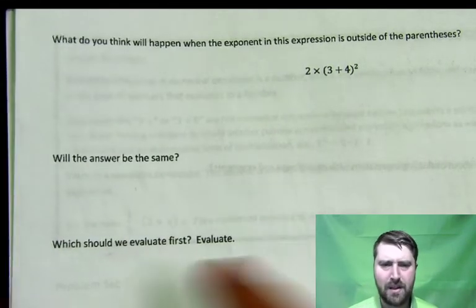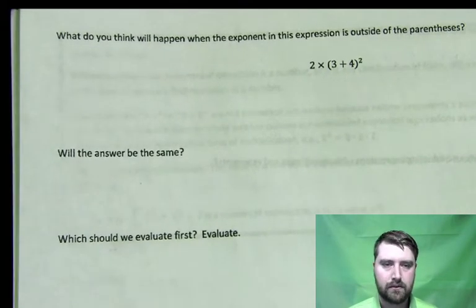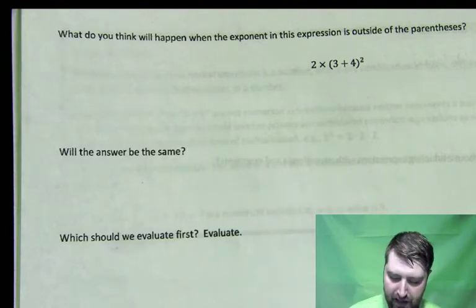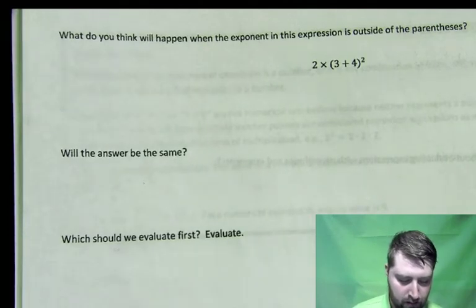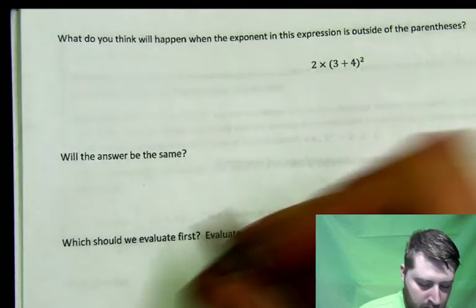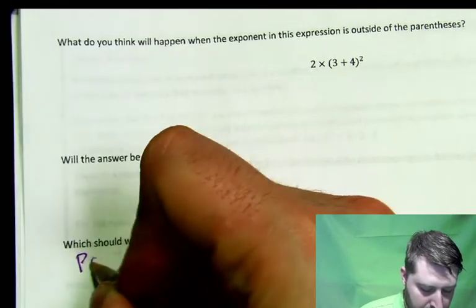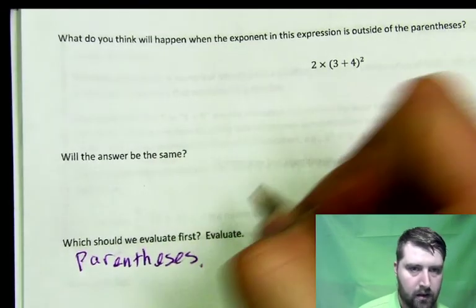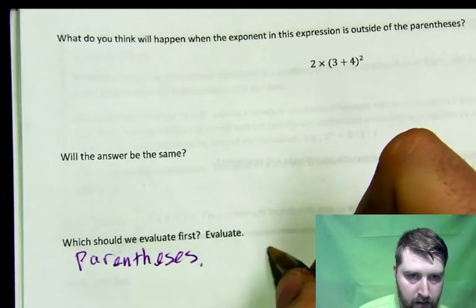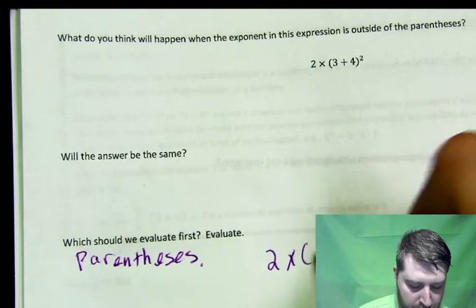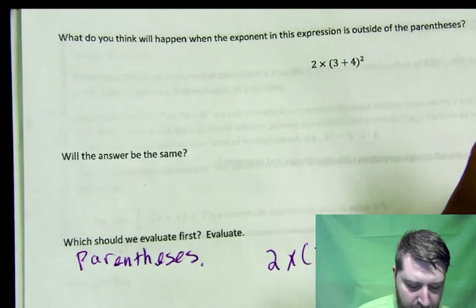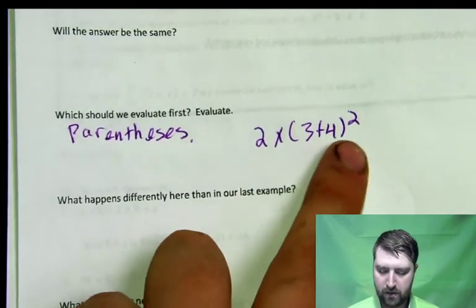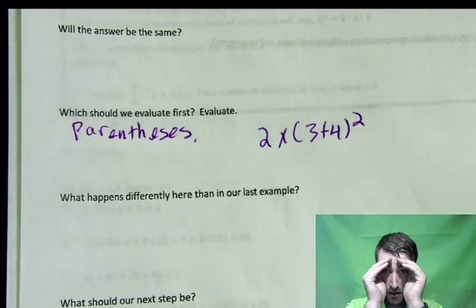So now we're going to say, what should we evaluate first? Well, this time we've got to do what's in the parentheses, right? Absolutely. So we have to do what's in the parentheses. So we are going to do 2 times 3 plus 4 squared. We have to do what's in the parentheses first, so that's 3 plus 4.